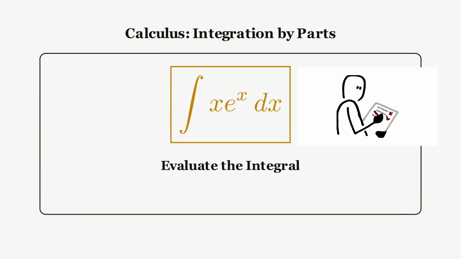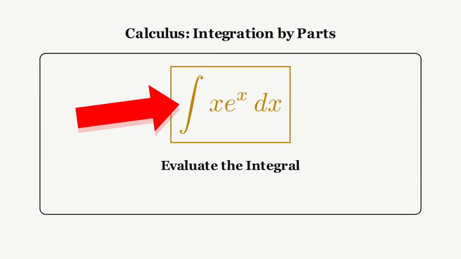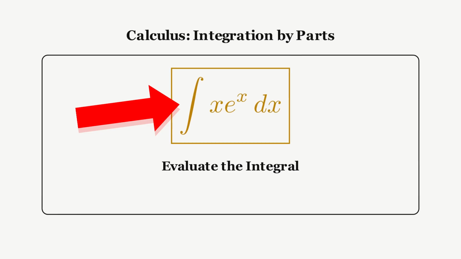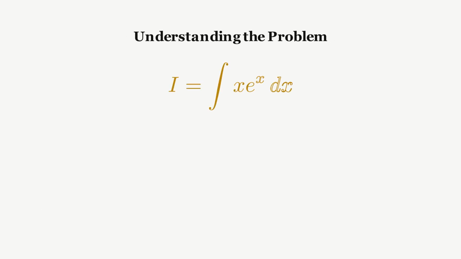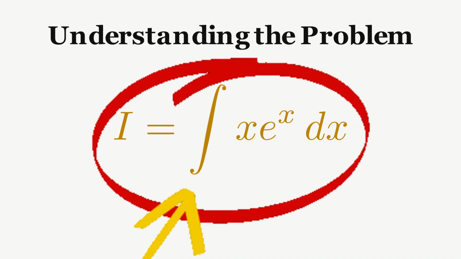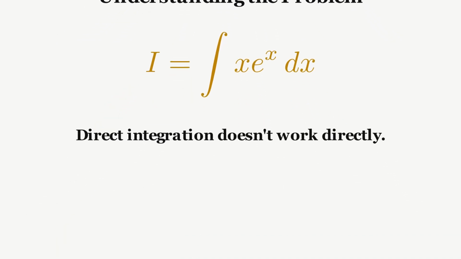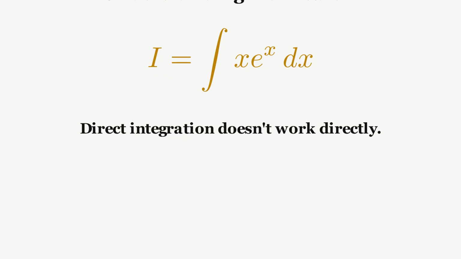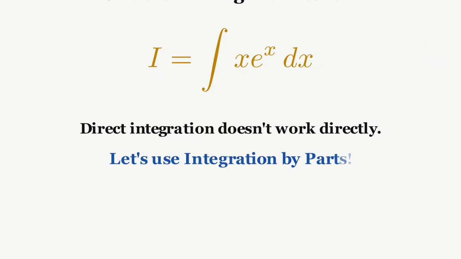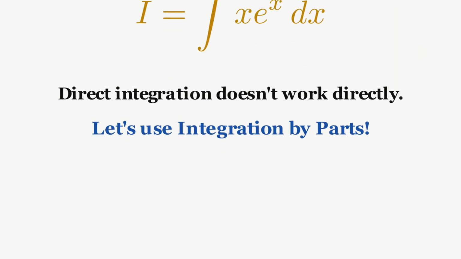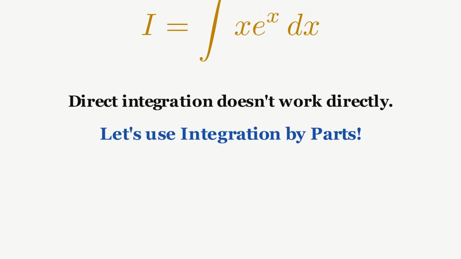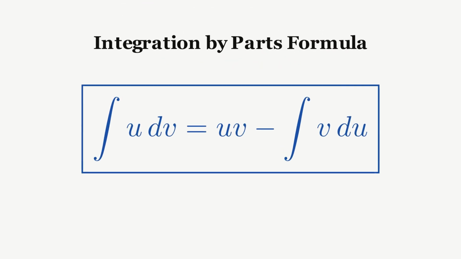We want to evaluate the integral of x times e to the power x with respect to x. Let's call this integral I, so we write I equals the integral of x times e to the power x with respect to x. Since this is a product of two functions, ordinary integration is not enough. Instead, we'll apply the integration by parts formula. The integration by parts formula is the integral of u with respect to v equals u times v minus the integral of v with respect to u.